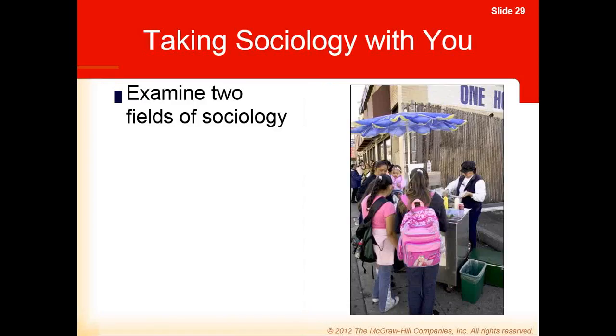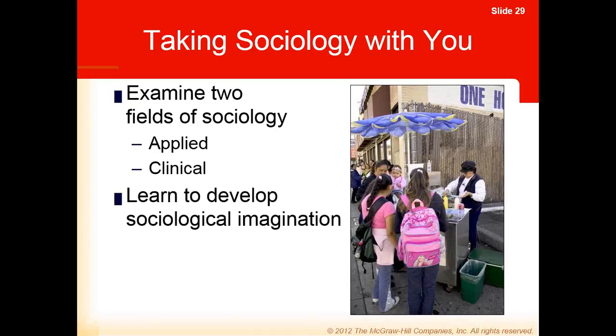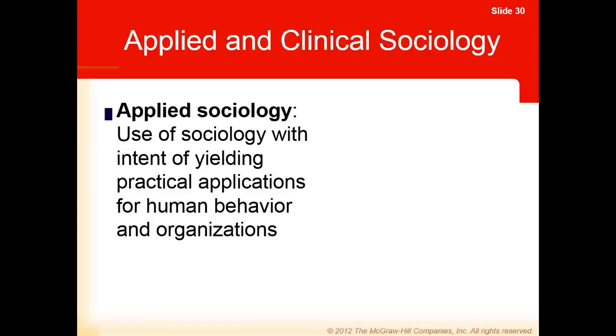Okay, so let's take a look at some fields in sociology, what we would call applied sociology and clinical sociology. Okay? We're going to examine two fields there. We're going to learn to develop the sociological imagination. Applied sociology is when we actually take research and try to affect social policy or begin a social movement on the basis of theory and research. So we're using sociology to try and influence policy and better society, create better outcomes for people in society.